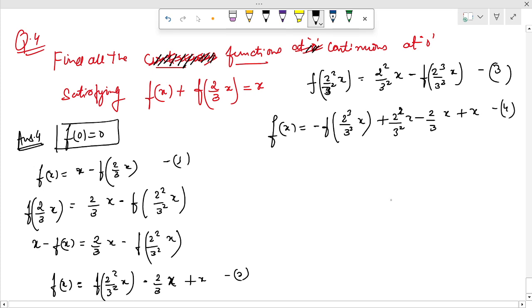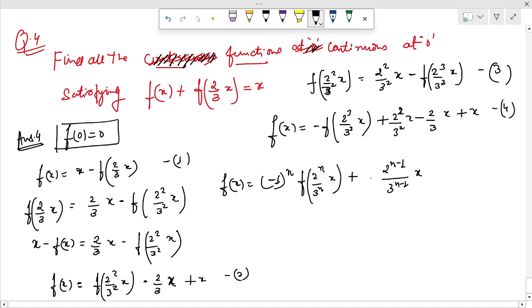And if I want to continue likewise, what will I get? If it is 2 cube 3 cube here, it is 2 square 3 square here. So if I write this way, f of x is equal to minus 1 raised to power n f of 2 raised to power n upon 3 raised to power n times x. And then you have this thing: if n is here, n minus 1 is here, so I'll write 2 raised to power n minus 1 upon 3 raised to power n minus 1 times x.